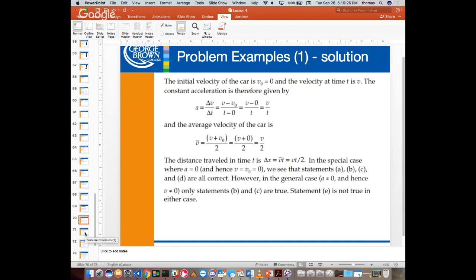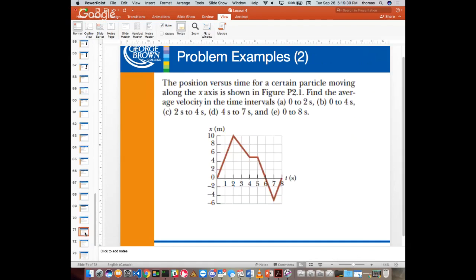Yes. So kinematic equations only work if the acceleration and velocity are constant, right? Yes. All right, here's another one.